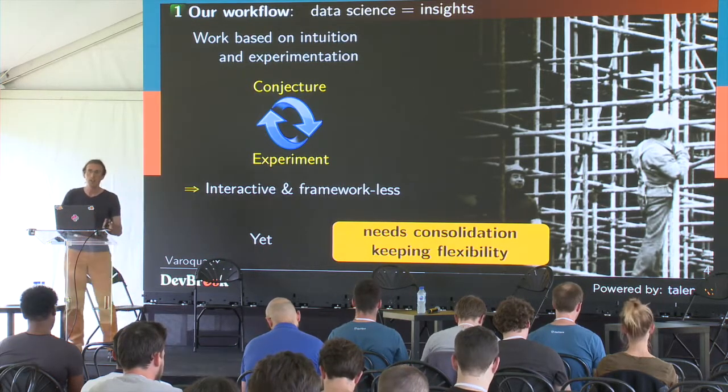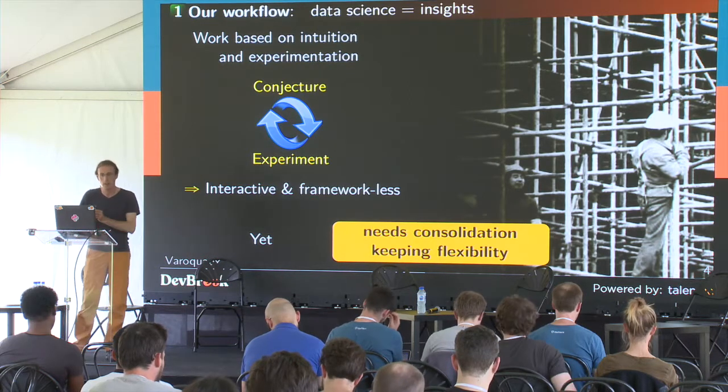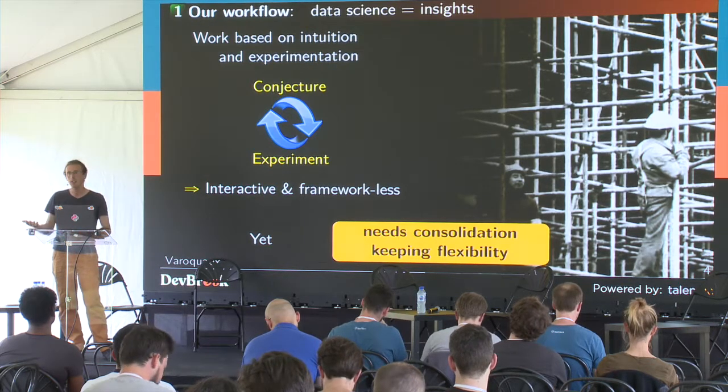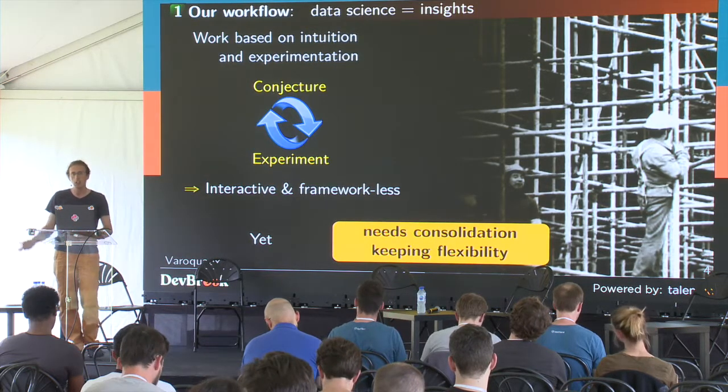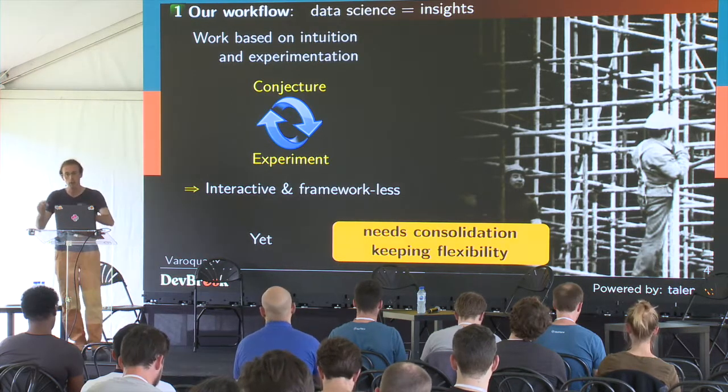Now, the danger is that we shouldn't stop there. And I would say that too many data scientists stop there. We should consolidate what we do while keeping flexibility. And this consolidation should be more of a software one, but also more of a statistical one. We want to control our conclusions.